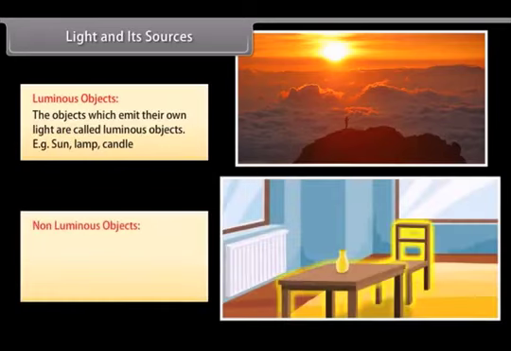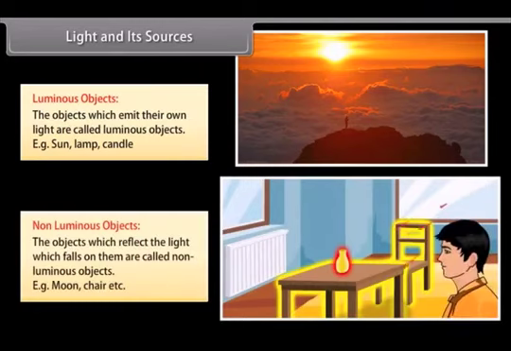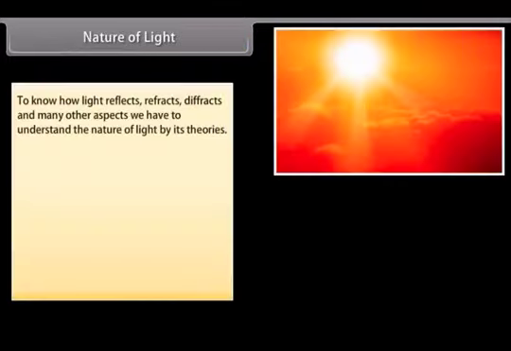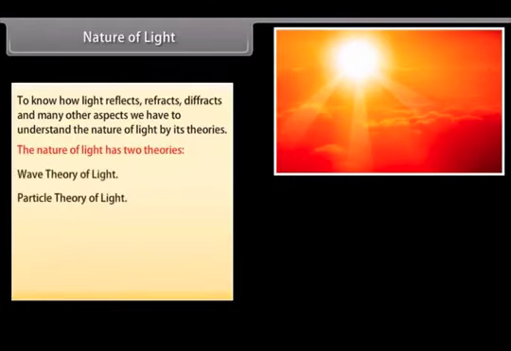Non-luminous objects. The objects which reflect the light which falls on them are called non-luminous objects. Example: moon, chair, etc. Nature of light. To know how light reflects, refracts, diffracts, and many other aspects, we have to understand the nature of light by its theories. The nature of light has two theories: wave theory of light and particle theory of light.